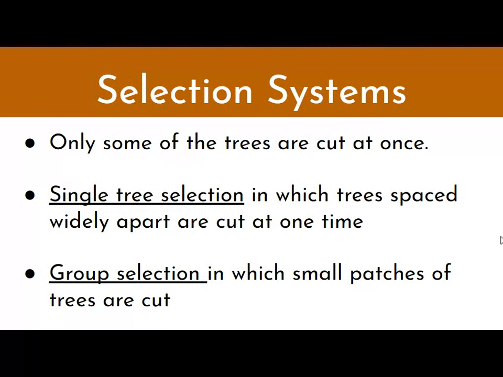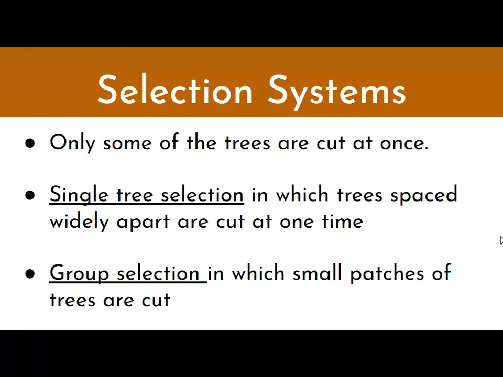The final approach is a selection system. In a selection system, only some of the trees are harvested at once. This one is a little less cost efficient because we have to go back and do stuff a couple times, and there are long time gaps between harvests. But we're leaving trees behind.